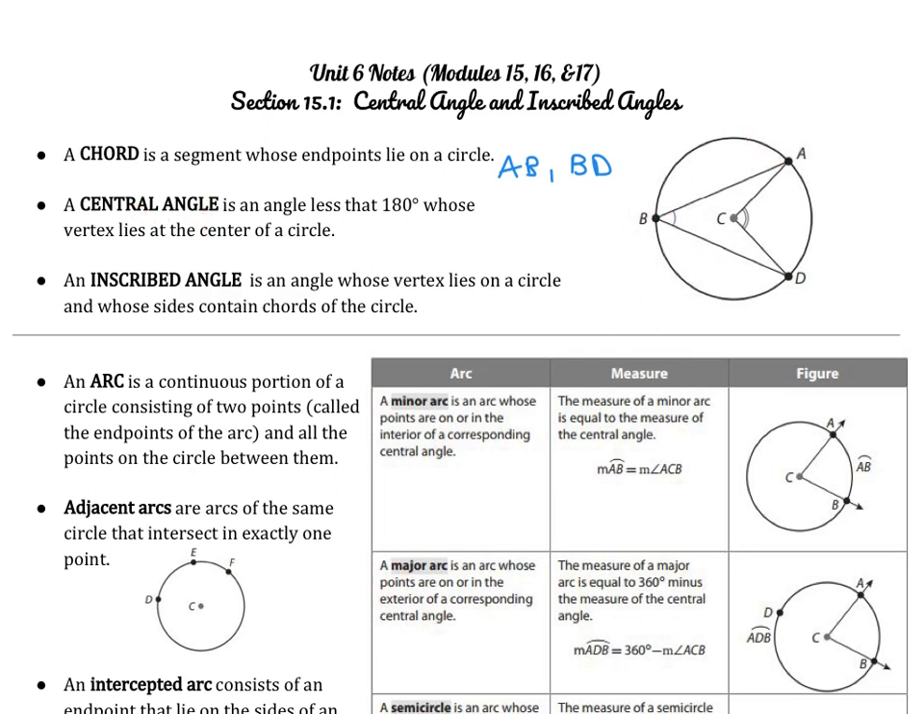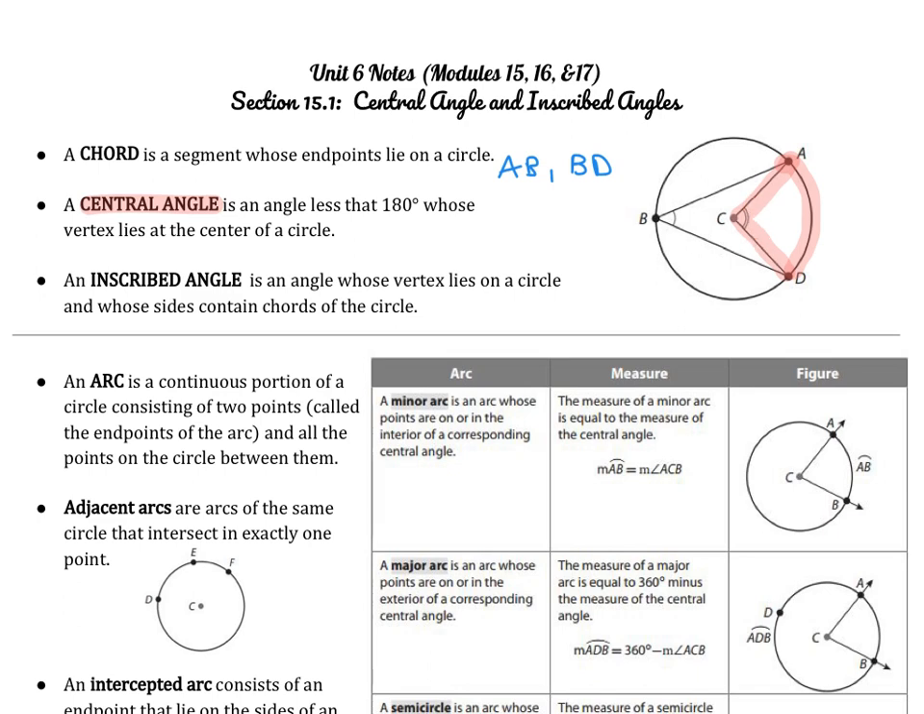A central angle is an angle that's less than 180 degrees whose vertex lies at the center of a circle. So we can see a central angle right here, ACD. And one thing I do want to point out is that the measurement of your central angle is always equal to the measure of the arc that it makes. So that is one important thing to note. So if you know the measurement of this arc, then you can find the measurement of the central angle.